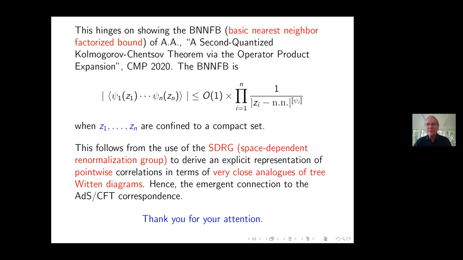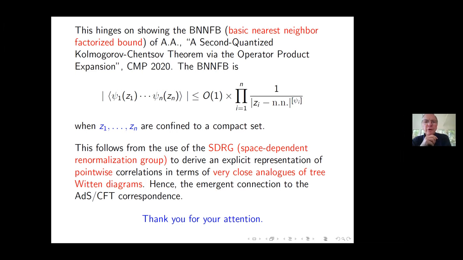Well, I have two questions. Yes, please go ahead. Well, just about the last theorem, this factorized upper bound. When you say nearest neighbor, you mean nearest neighbor among the collection Z1 to Zn? Yes. So it would be the minimum over j different from i of the distance between Zi and Zj. So you have a collection of points, and for one of these points, you just look who's the closest to you.